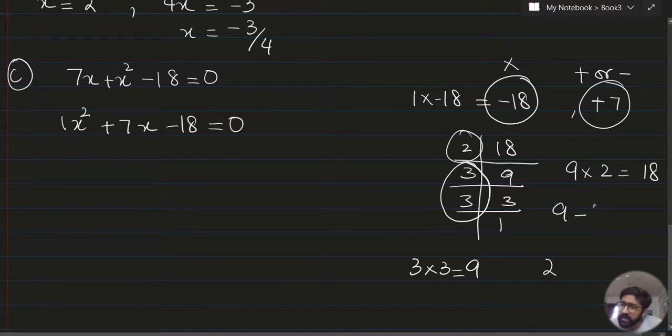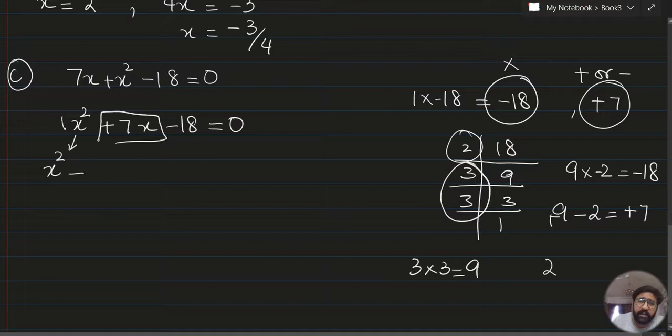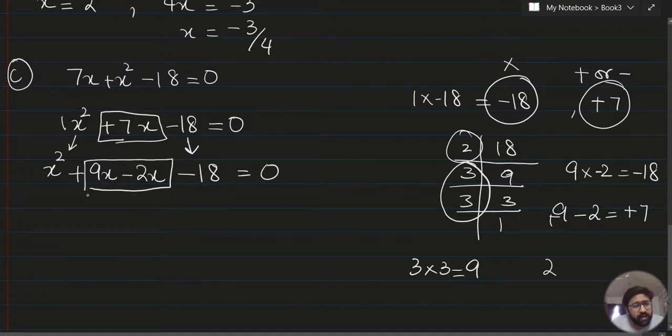So 9 minus 2 makes it plus 7. So the number in multiplication will also have 9 be positive and the 2 will be negative. Then it will give me a minus 18. So let me write it here. The first term will come down as it is. Instead of the middle term, I am going to write it as plus 9x minus 2x, minus 18 will come as it is, equal to 0. All I have done is just replaced the middle term with the factors. That is why it is known as middle term breaking.